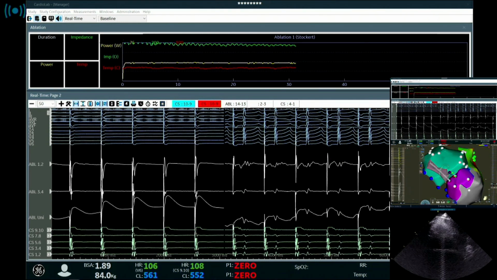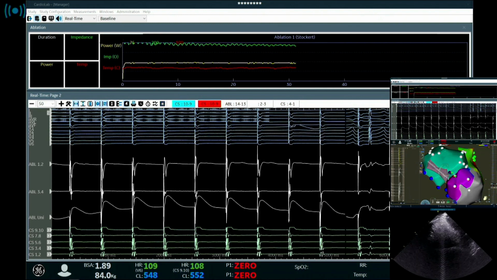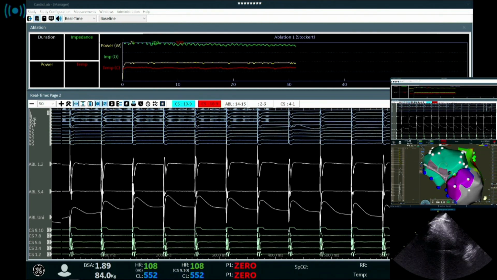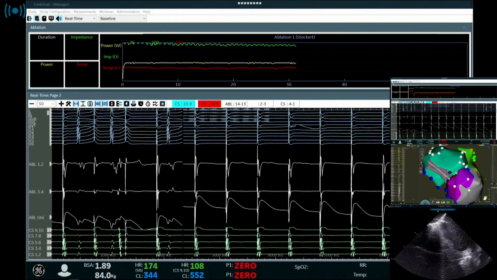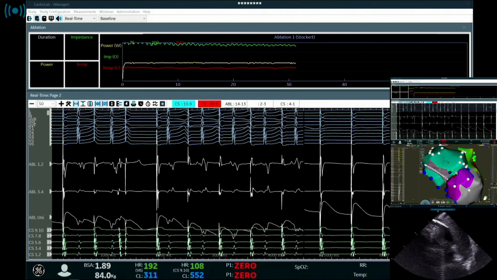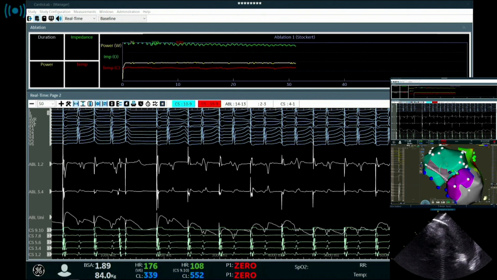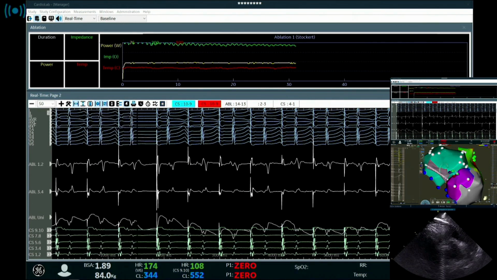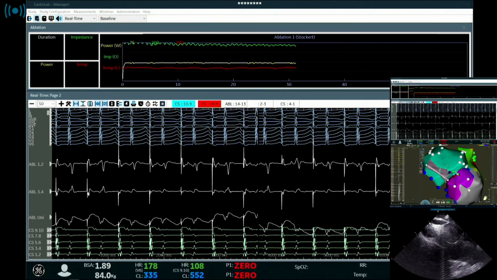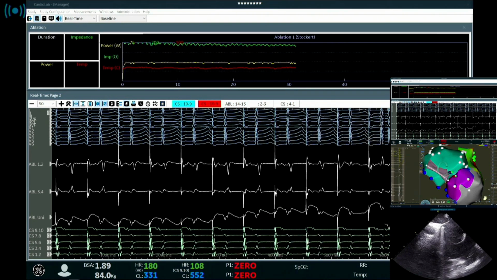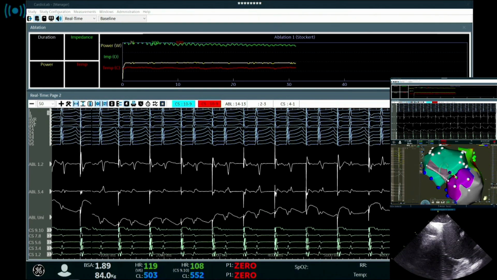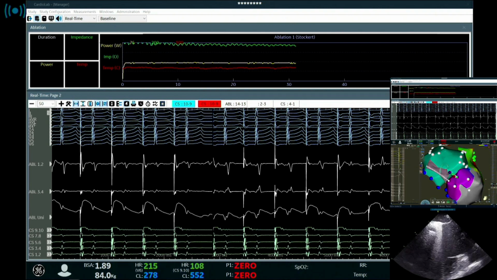Basically, you can go anatomically because we know where is the location of these ganglionic plexi. And if you use extracardiac vagal stimulation, it gives you immediate feedback that you are destroying these ganglionic plexi. So that's the alternative way to really localize ganglionic plexi, based on some stimulation on site.